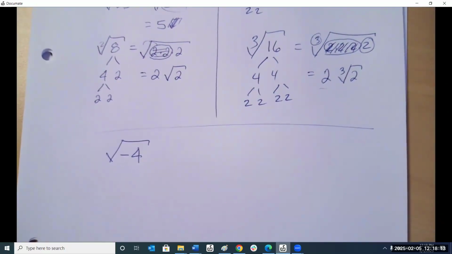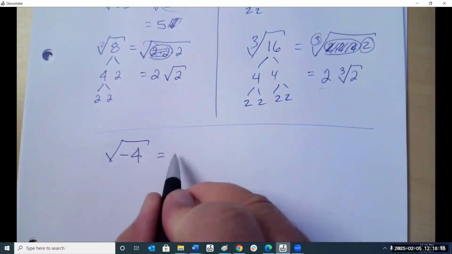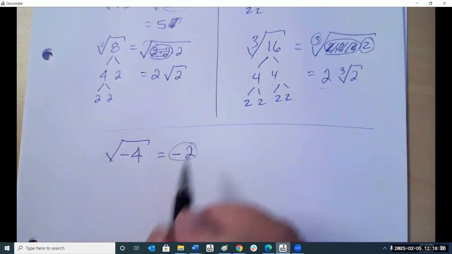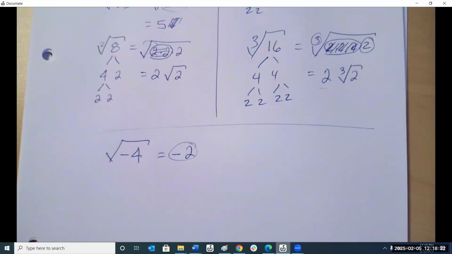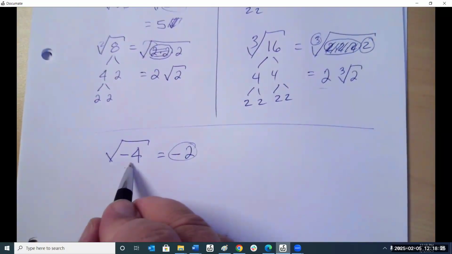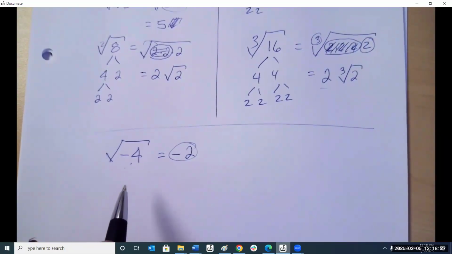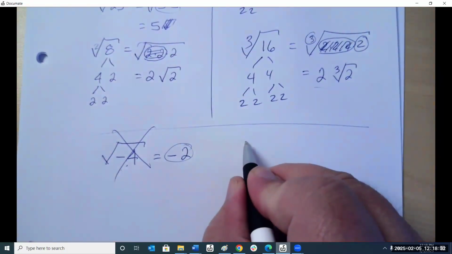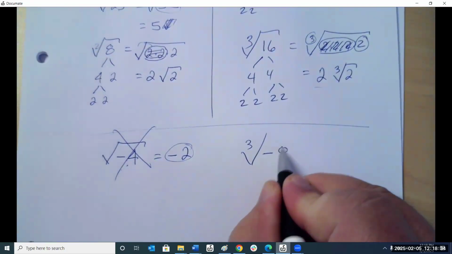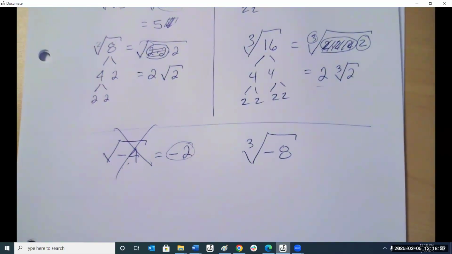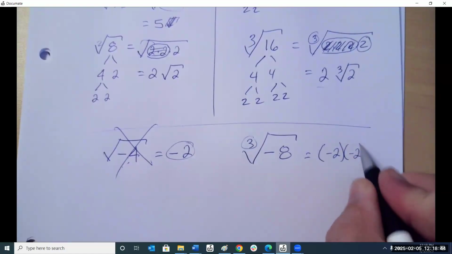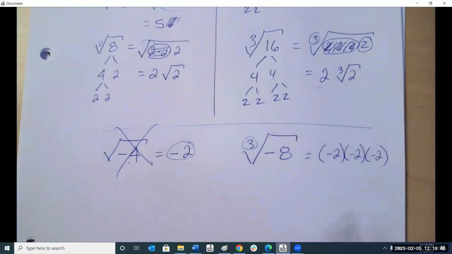Can you do that? No, because you can't say the answer is -2 because, as you said earlier, -2 times -2 is what? +4. That doesn't work. So is it +2? +2 times +2 is not -4. So you can't do that. But we can do it with odd roots because 8 is made up of -2 times -2 times -2.